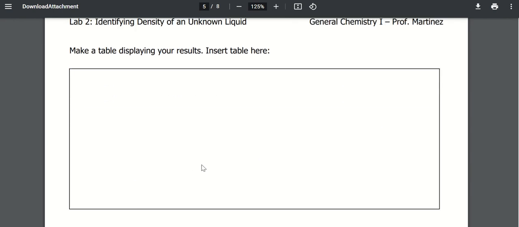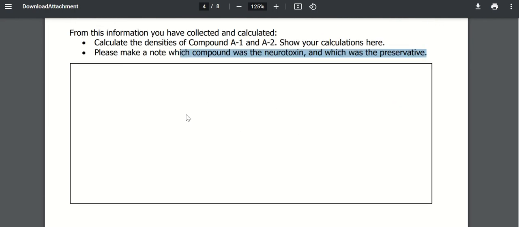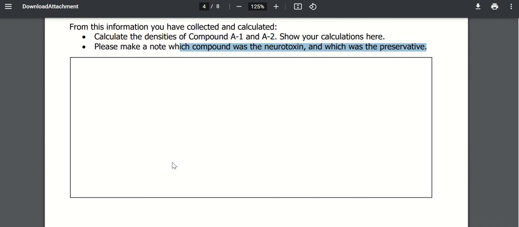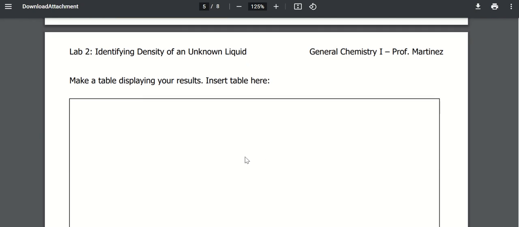And then you have to make a table. Just make a table of the results. Here, it can be you calculating things out, taking your masses and dividing by your volumes. And then here, just make a nice table summarizing those densities. That's all that I want there.